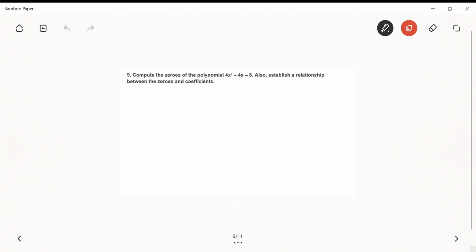Compute the zeros of the polynomial. Also establish a relationship between the zeros and coefficient. In this question, we will first find the zeros of the polynomial, and then we'll verify that the sum of the zeros is equal to minus b by a and the product of the zeros is equal to c by a. Okay, so now let's do the solution of it.